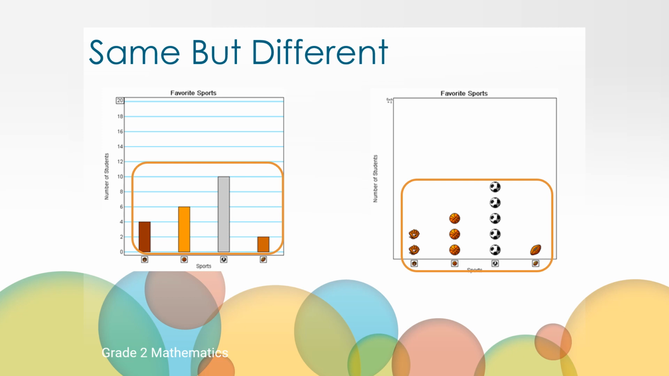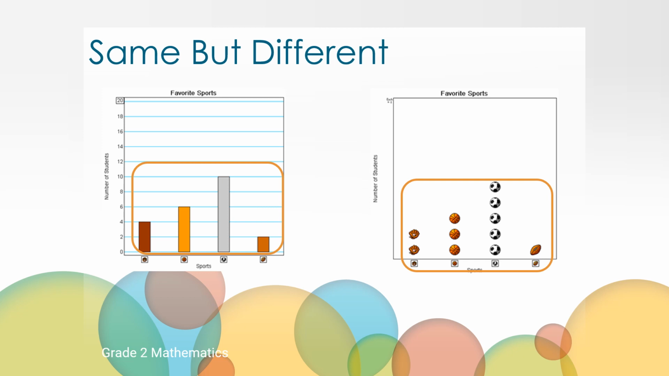Some of you might have wondered if the data or numbers are the same for each graph. For example, the bar and basketball pictures look about the same. But do they represent the same number? If you said no, you are correct. There are 6 students represented in the bar graph, but in the pictograph, there are only 3 basketballs.